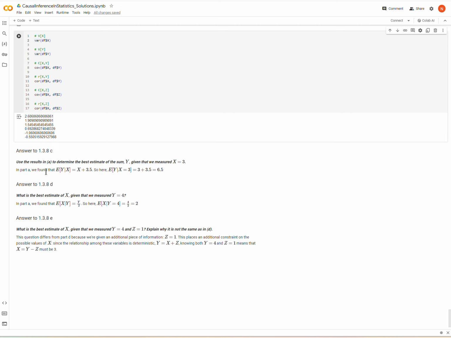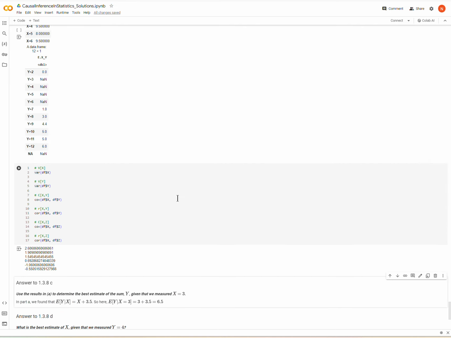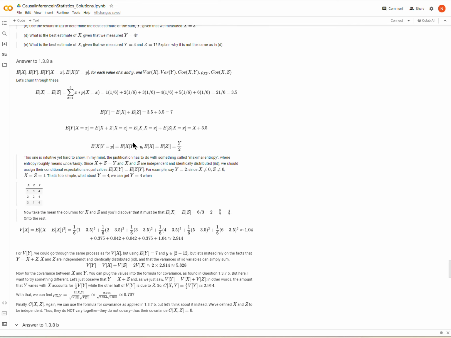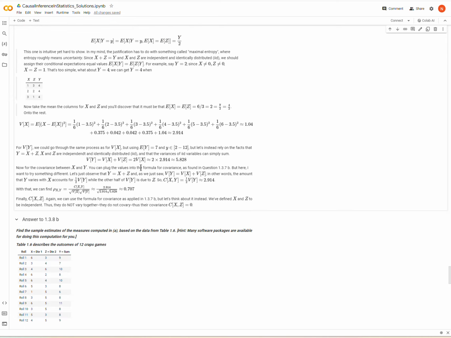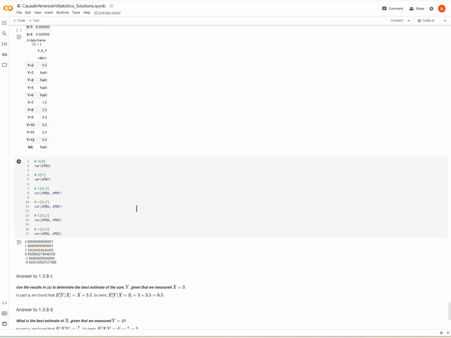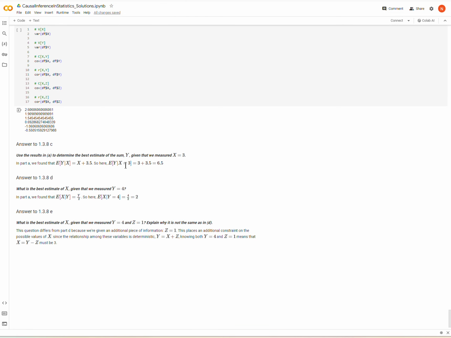So on to the final three, and these are fairly short. Given our results in part A, determine the best estimate for y, which was again the sum of x and z, given that we measured x to be 3. Well, if we go back up here, we came up with an expression for this. The expected value of y given x was x plus 3.5, where 3.5 represents the expected value for z, which is the other component of y. So when x is equal to 3, plus 3.5, the expected value for y would be 6.5.